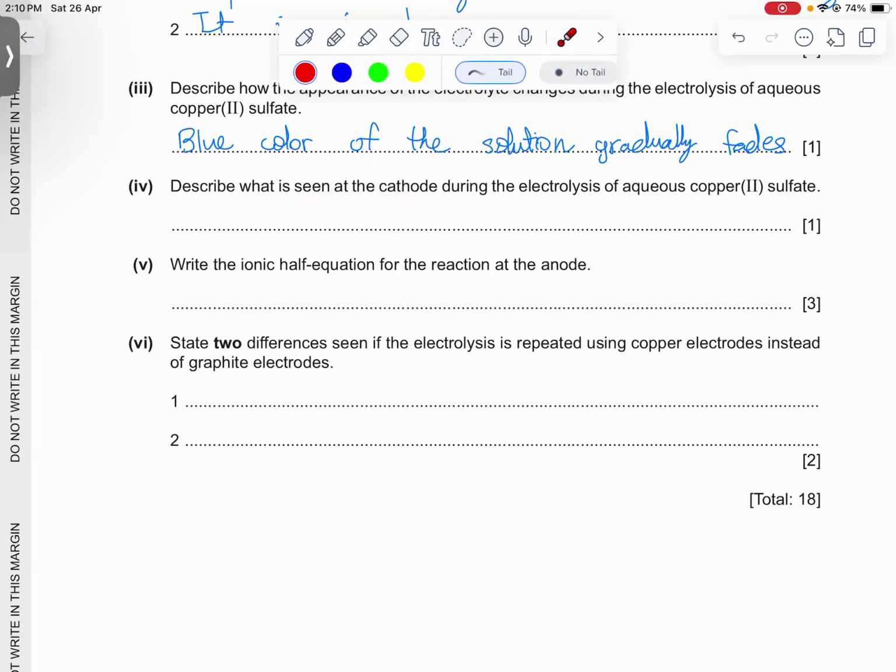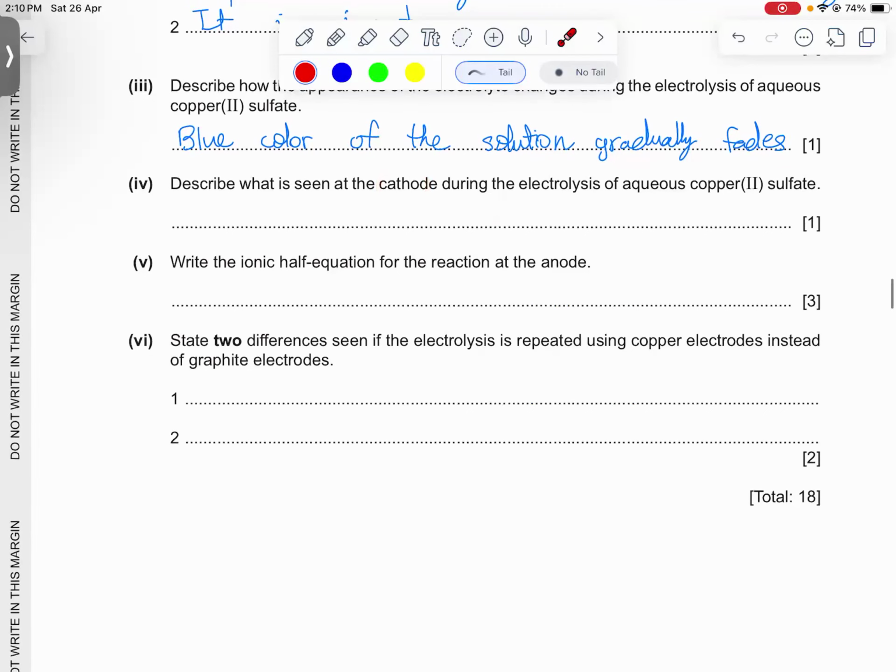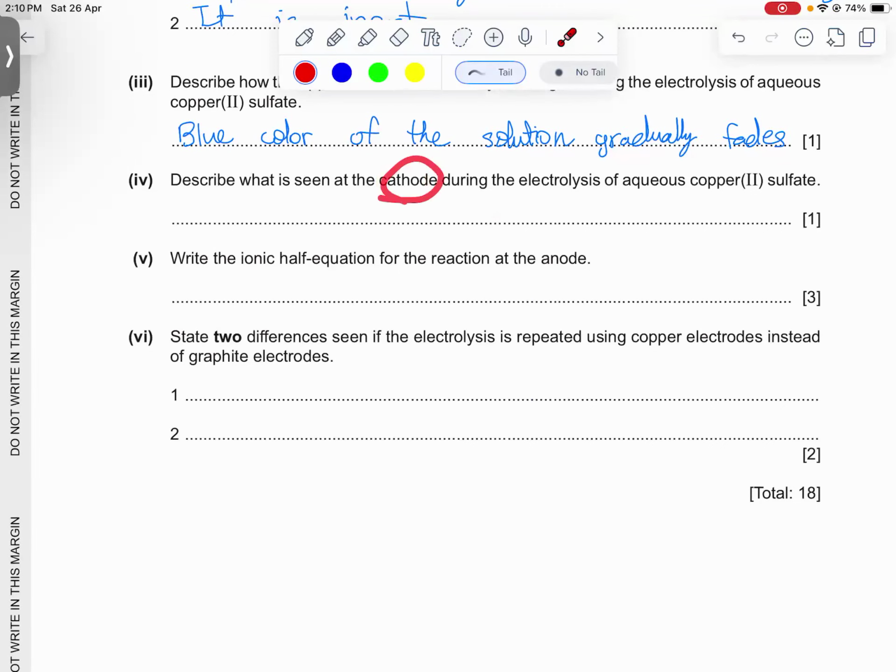Now, there were two cations in aqueous copper 2 sulfate, the copper ion and the H plus ion. In the case of copper 2 sulfate, H plus is more reactive, Cu2 plus is less reactive. Therefore, the lesser one gets discharged. Therefore, copper ions go and get discharged at the cathode. So we say that the size of cathode increases.